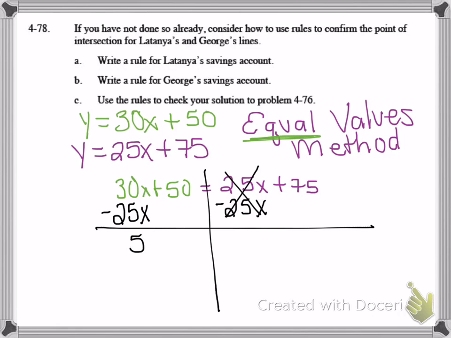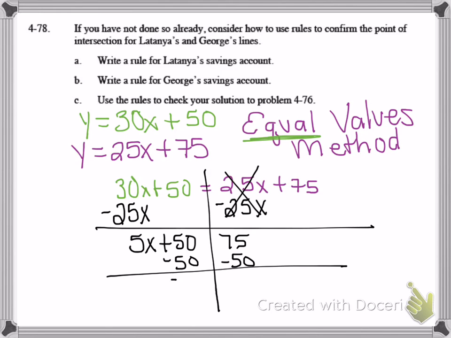I now have 5 x's left plus 50 equals, all I have left on the right side is 75. I'm going to subtract 50 because it's already positive from both sides. So I have 5x equaling 25, and then I'm going to divide by 5 to get x to equal 5. So that 5 is going to be the number of weeks that it takes for both Latanya and George to have the same amount of money.